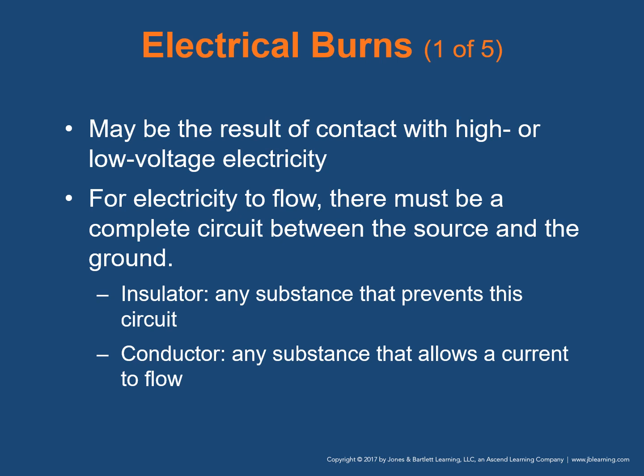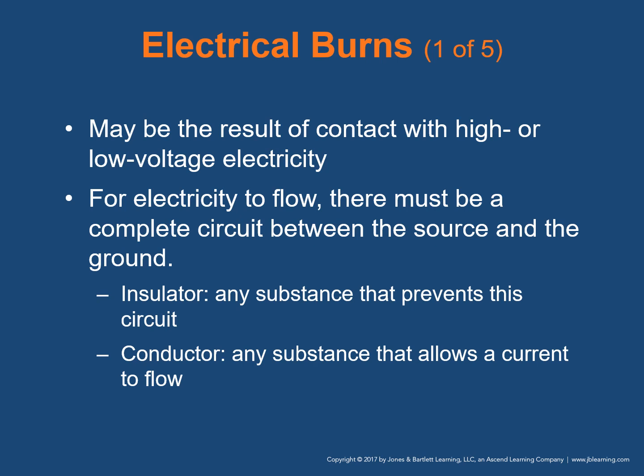Electrical burns may be the result of contact with high or low voltage electricity. High voltage burns may occur when utility workers make direct contact with power lines. Ordinary household current can cause severe burns and cardiac arrhythmias. For electricity to flow, there must be a complete circuit between the electrical source and the ground.